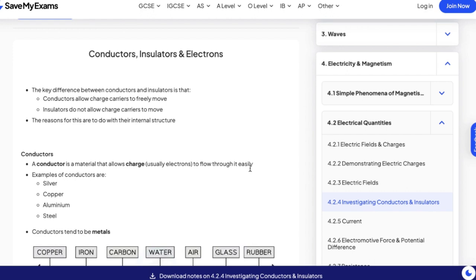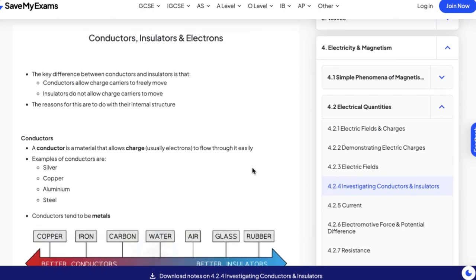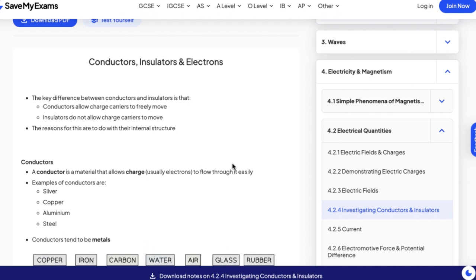Conductors and insulators and electrons, right? So conductors are those substances that can conduct heat and electricity, usually metals. The key difference between the conductors and insulators is that conductors allow charge carriers to freely move about, and insulators do not allow charge carriers to freely move about. The reasons for this are to do with their internal structure.